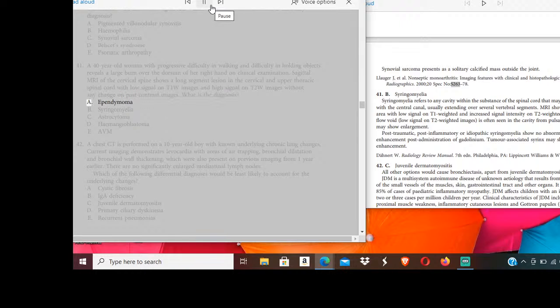What is the diagnosis? A. Ependymoma. B. Syringomyelia. C. Astrocytoma. D. Hemangioblastoma. E. AVM.